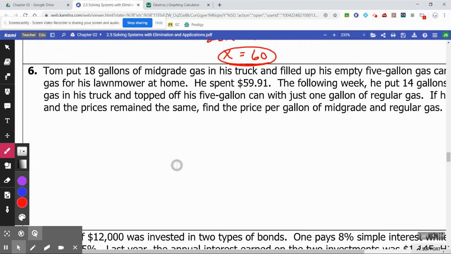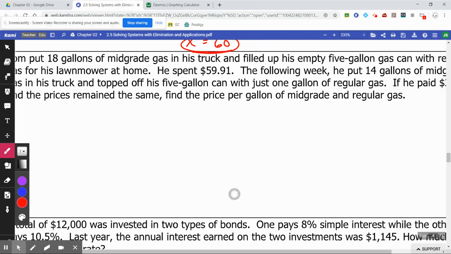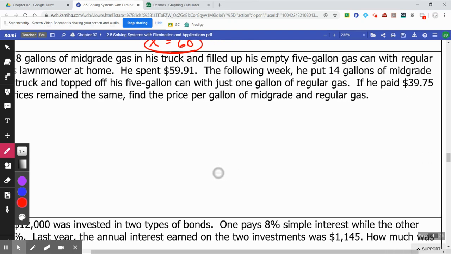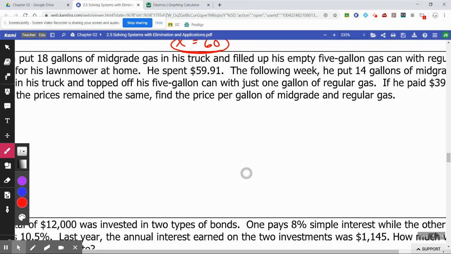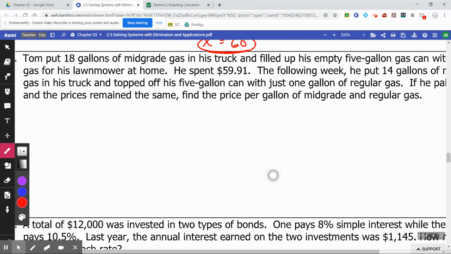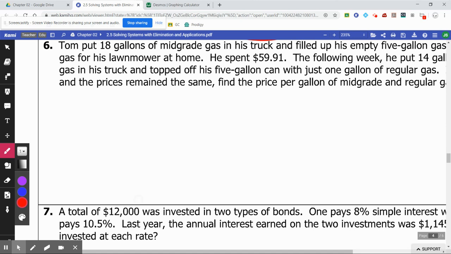Okay, number 6. Tom put 18 gallons of mid-grade gas in his truck, filled up his empty 5-gallon gas can with regular gas for his lawnmower, spent $59.91. The following week, 14 gallons of mid-grade, and topped off his 5-gallon can with just 1 gallon of regular gas and paid $39.75. Prices remain the same, so how much mid-grade, how much regular? So we'll do x. Will that be a mid-grade price? Mid-grade price.